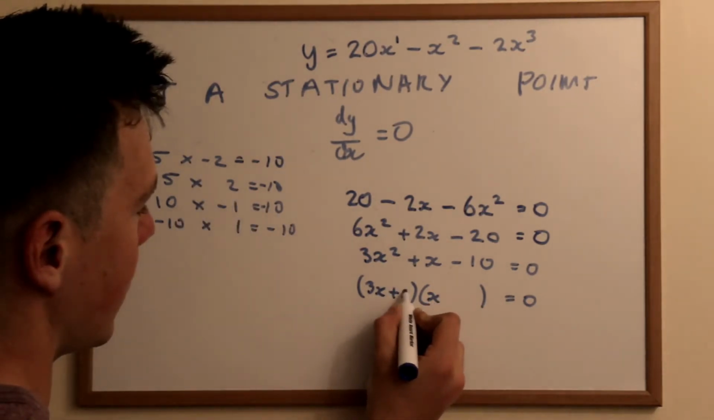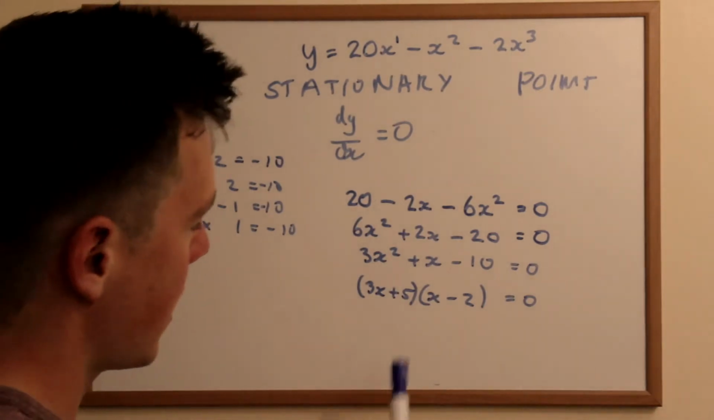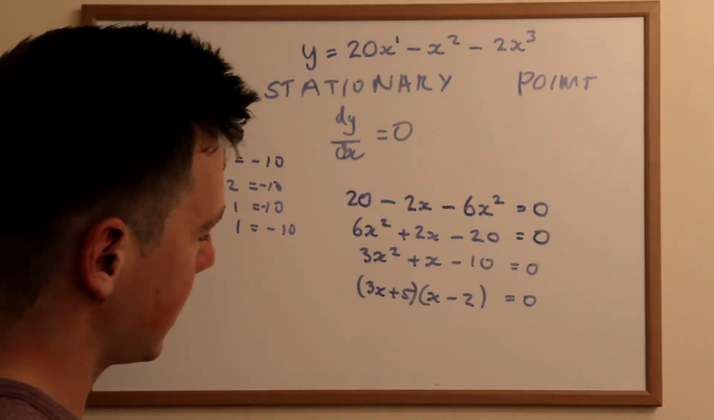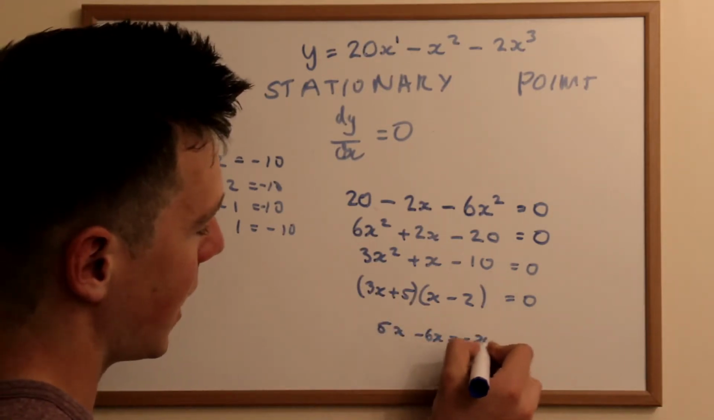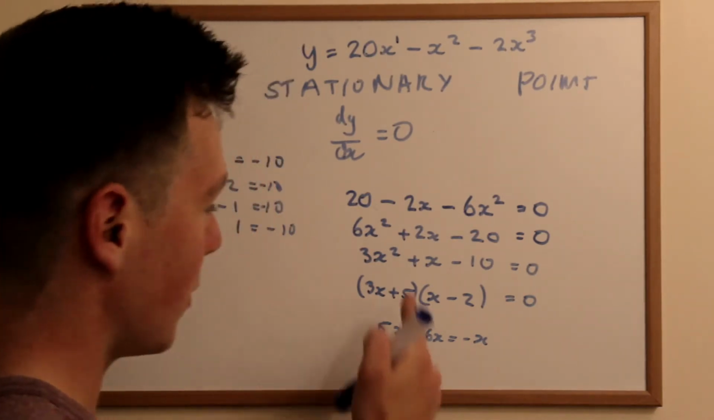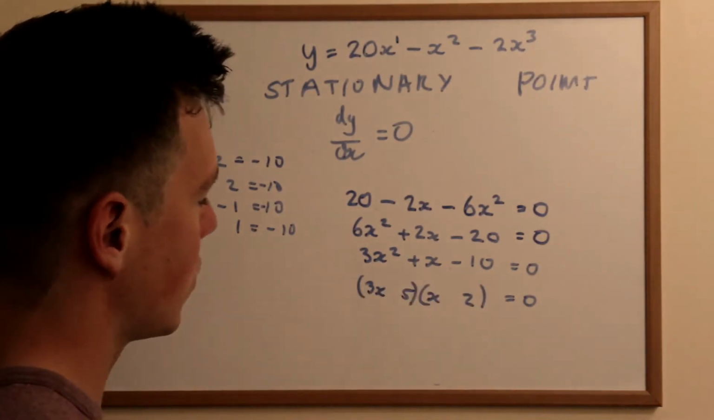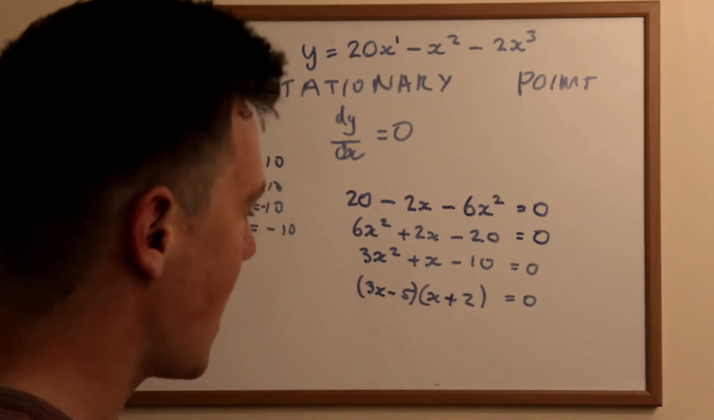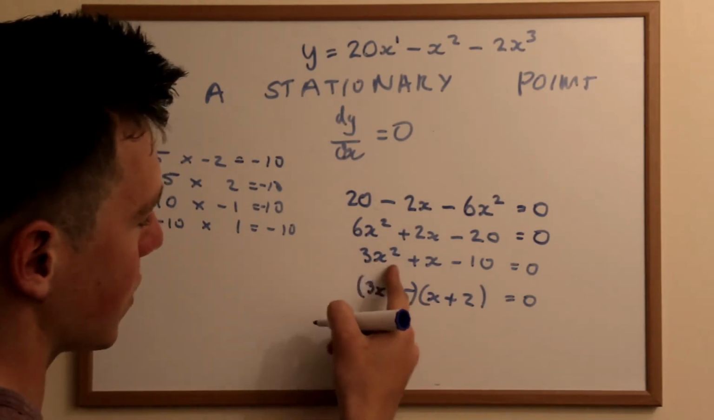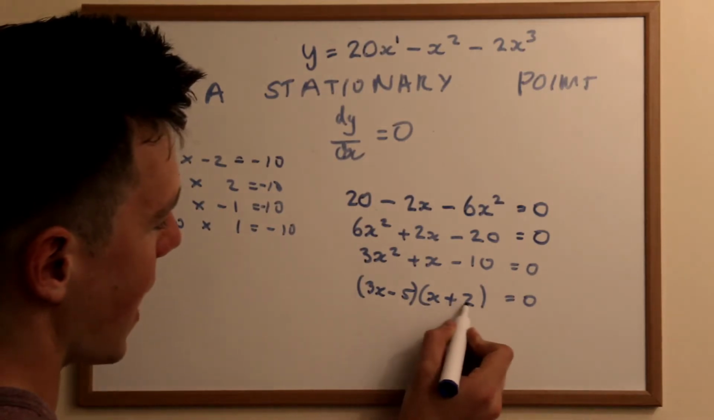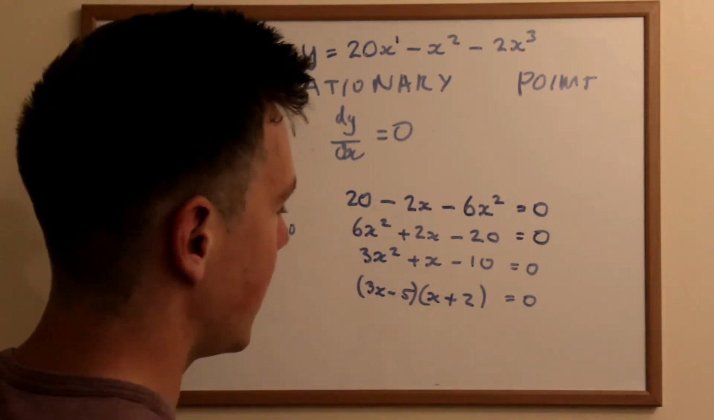So +5 and -2. Now we need to get positive x. So if we look here, this will make 5x, and these two make -6x, and that equals -x. So it's not quite what we want. We want positive x. So what we can do is just simply switch the operations around, and if we just try this out, so 3x times x is 3x squared, -5x add 6x equals x, and -5 times 2 equals -10.